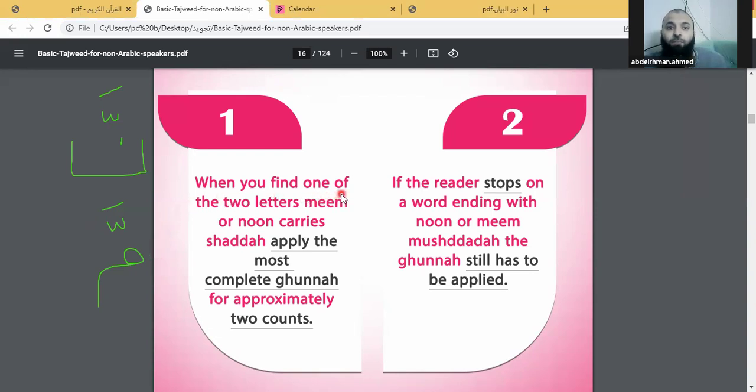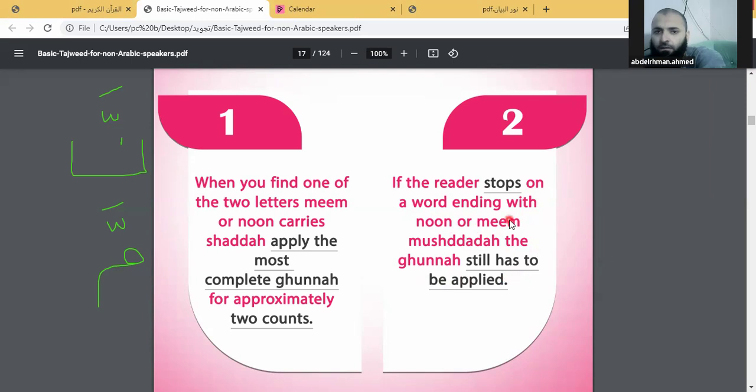When you find one of the two letters, meme and noon, carrying shadda, the small sheen, apply the most complete gunna for approximately 2 counts, 2 seconds. Also, if the meme or noon is at the end of the word, if the reader stops on a word ending with noon or meme mushaddad, the gunna still has to be applied.